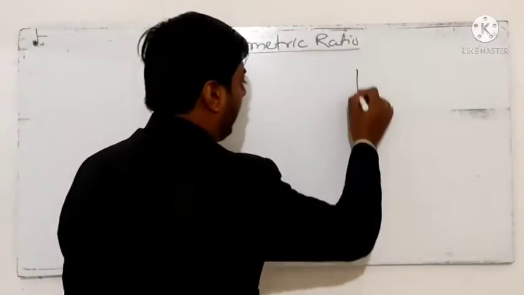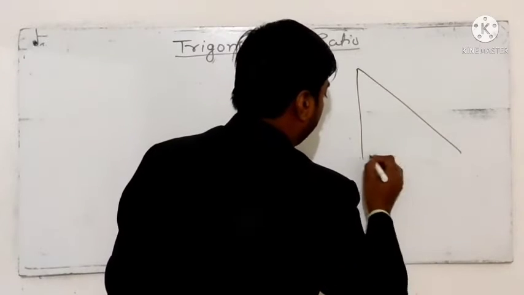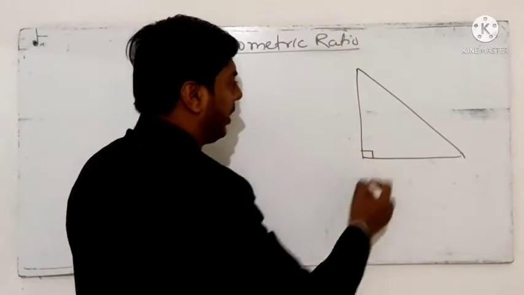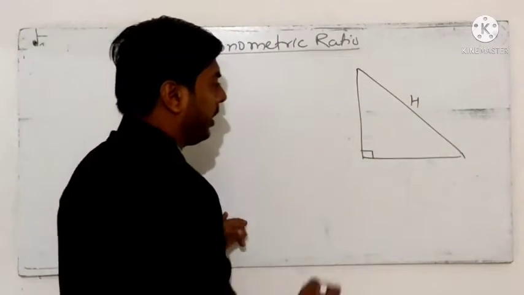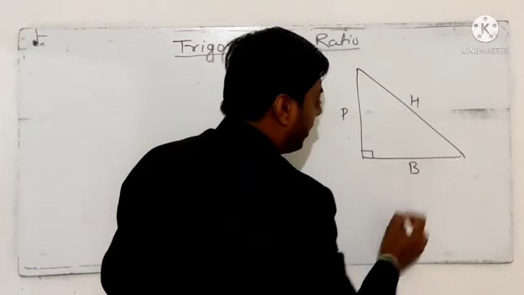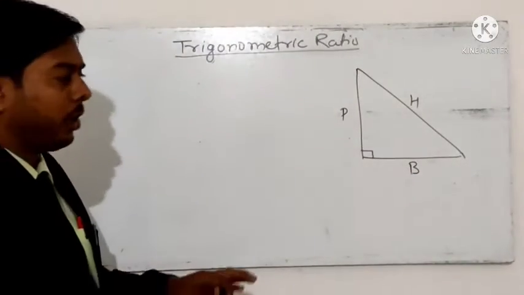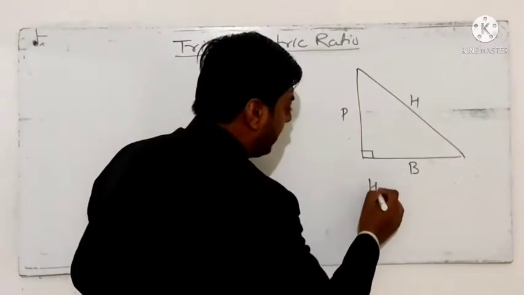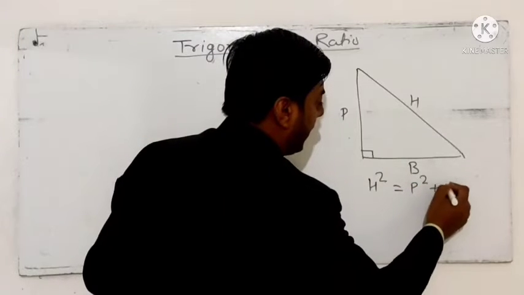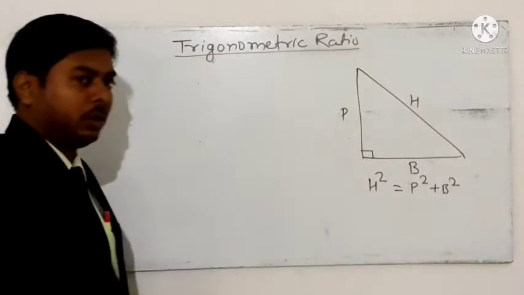Suppose here is the triangle ABC, and you know that here is the perpendicular. This one is called the hypotenuse, this one is called the perpendicular, and this one is called the base. According to Pythagoras, h square is equal to p square plus b square.